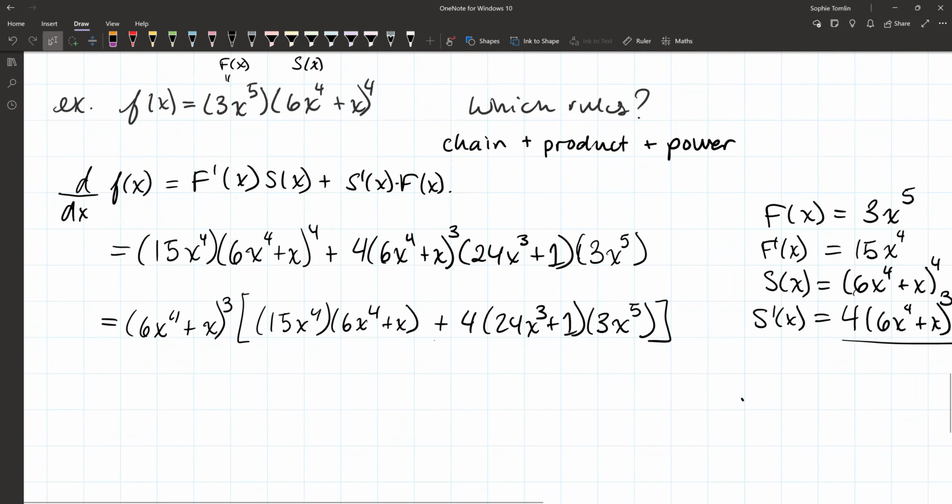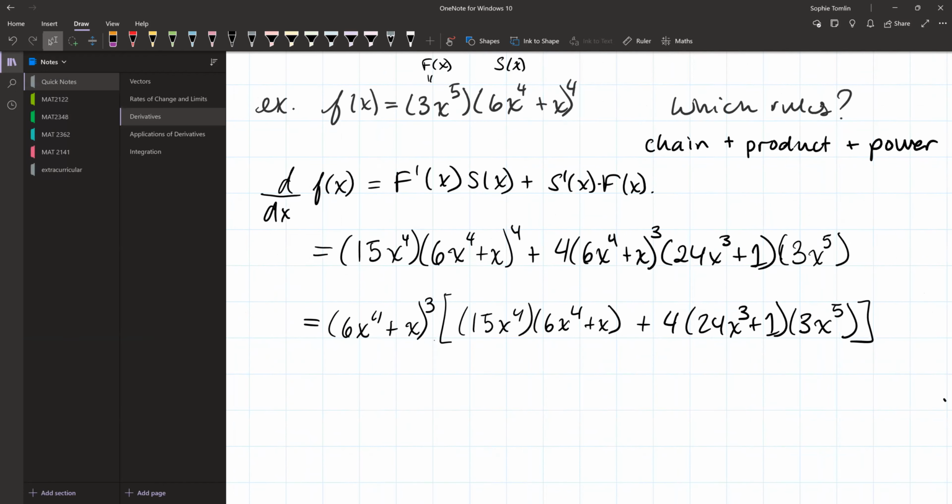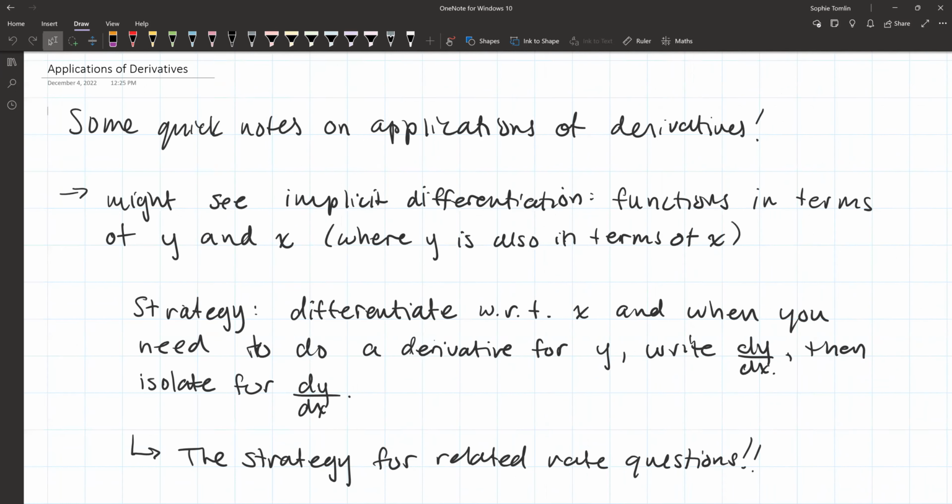All right, any other questions? Alrighty, I guess we'll move on. So probably 2 of the biggest topics in this course are applications of derivatives and integrals. So before we move on to integrals, we'll keep talking a bit more about applications of derivatives.